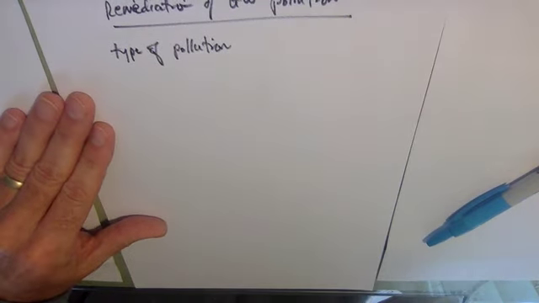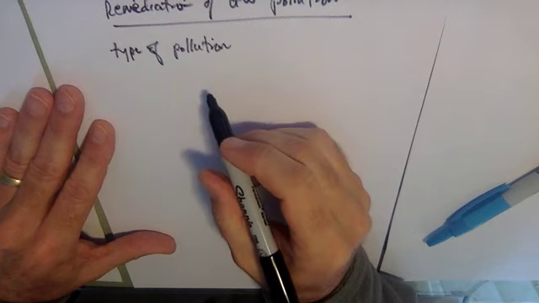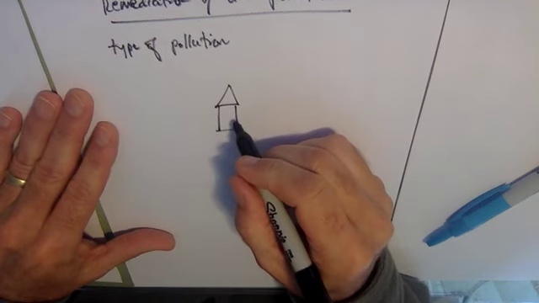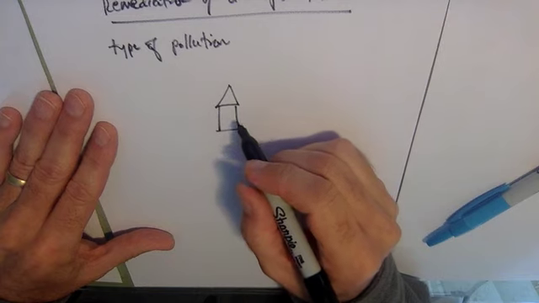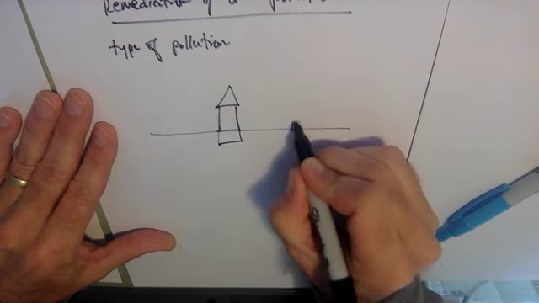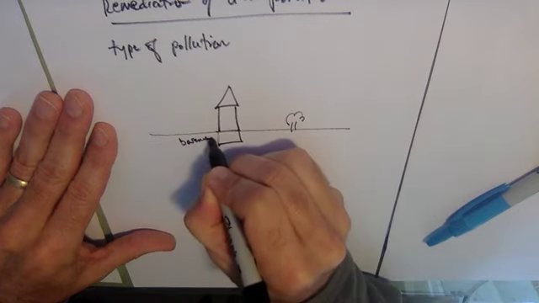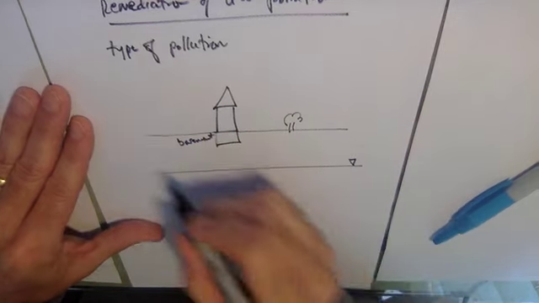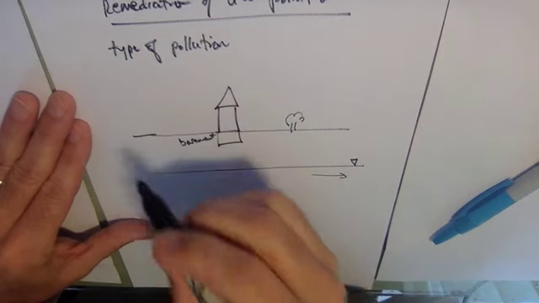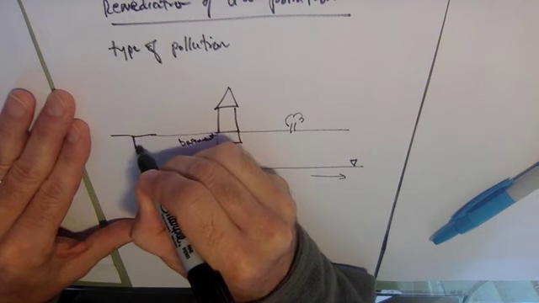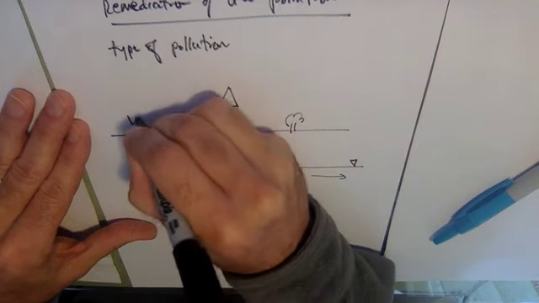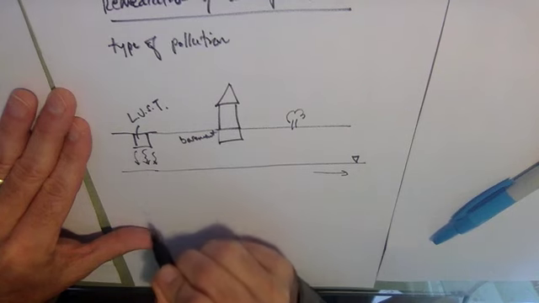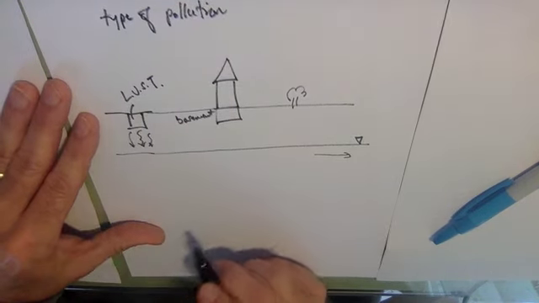So imagine, for example, something like this. Imagine we have a house, and it has a basement. And it's sitting on some ground that has a water table down here. And somewhere over here, let's say the water's moving this direction. Somewhere over here, there is a leaking underground storage tank. And that leaking underground storage tank has been losing gasoline for decades.